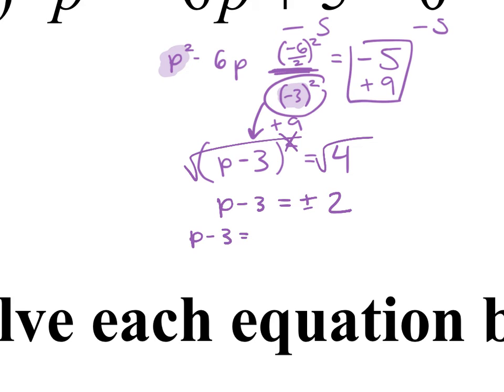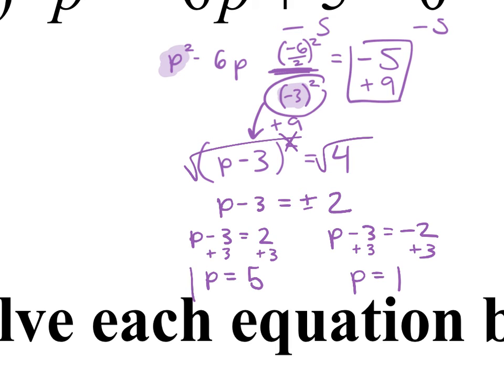So P minus 3 is equal to positive 2. P minus 3 is equal to negative 2. How do we solve for P? Since it's P minus 3, we have to add 3. So what's 2 plus 3? 5. And then again here, we add 3. What's negative 2 plus 3? Negative 2 plus 3 is 1.